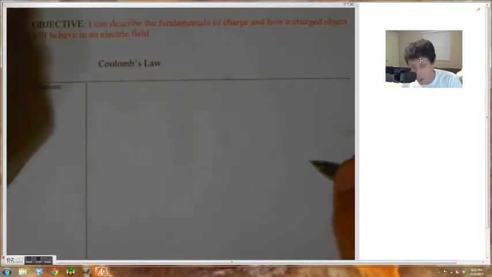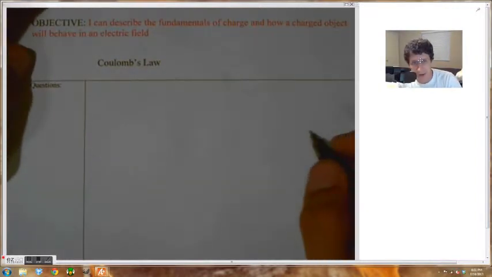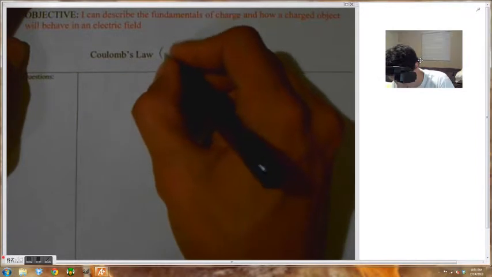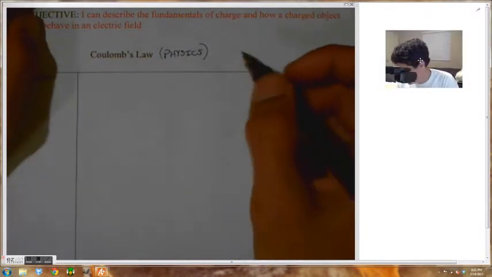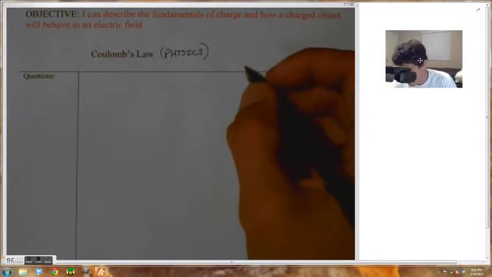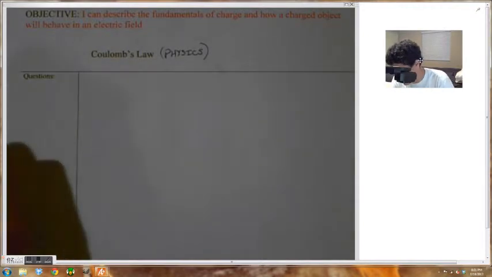Let's look at Coulomb's law. So this is really physics. Unfortunately, we're in that realm where physics and chemistry cross over, so we're going to have to learn a little physics. It's pretty basic though. You probably got most of this in 8th grade. So here's the idea.